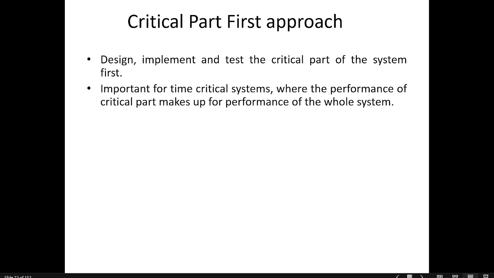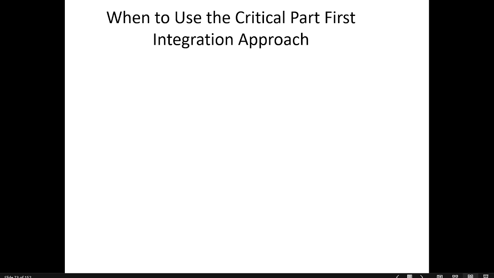Here people identify which part needs to be taken first, because that is very much crucial and critical from my customer point of view.